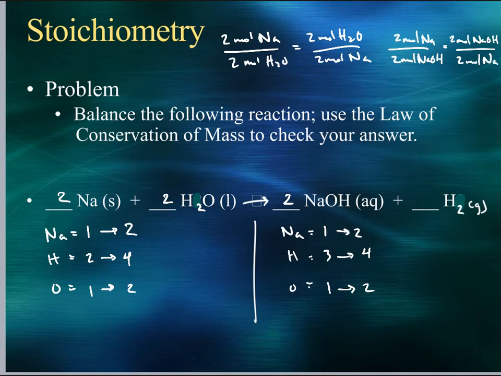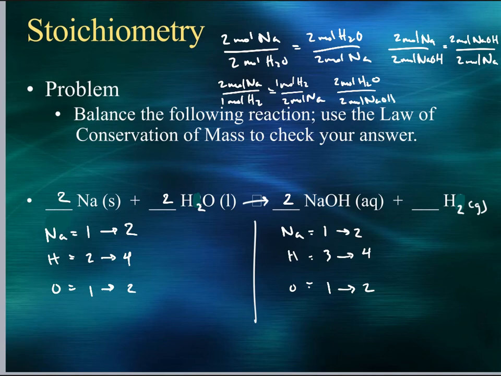I could do it then between the sodium and the hydrogen. For every 2 moles of sodium you use, you make 1 mole of hydrogen gas. Or if we flip that, 1 mole of H2 gets produced for every 2 moles of sodium that we use up. We could put it in terms of water and the sodium hydroxide. So for every 2 moles of H2O, we make 2 moles of NaOH. Or if you want to look at it, 2 moles of NaOH gets produced for every 2 moles of water.